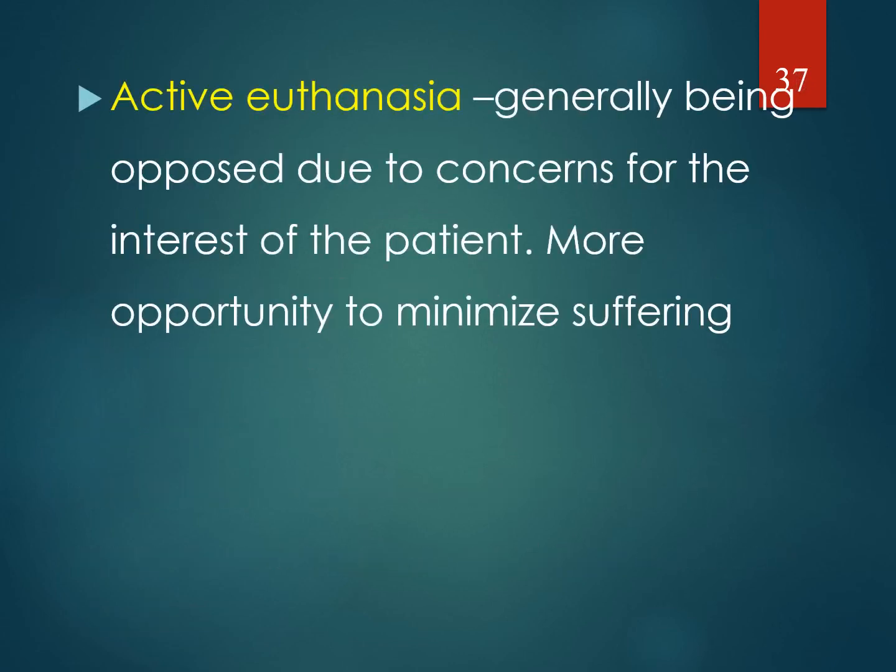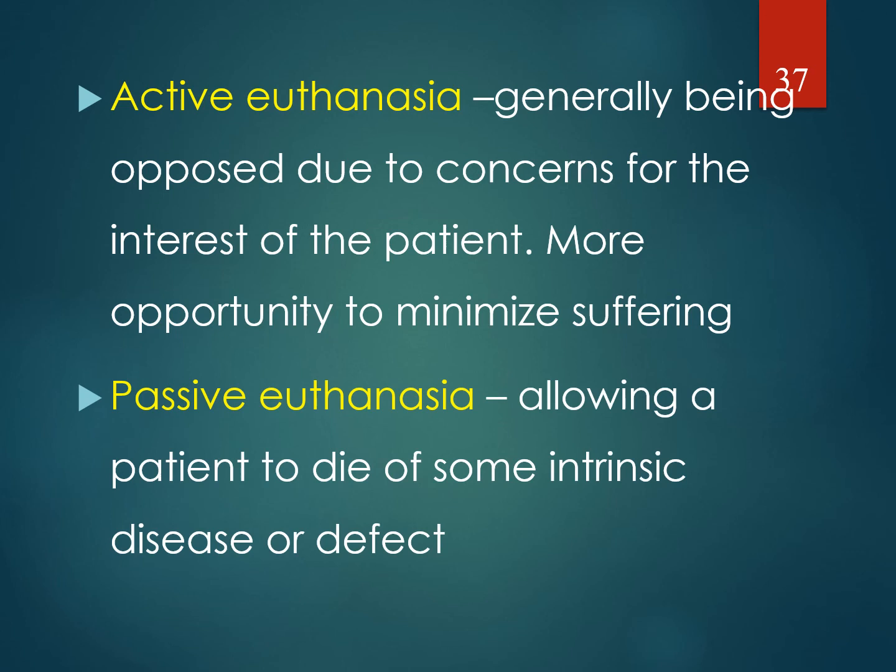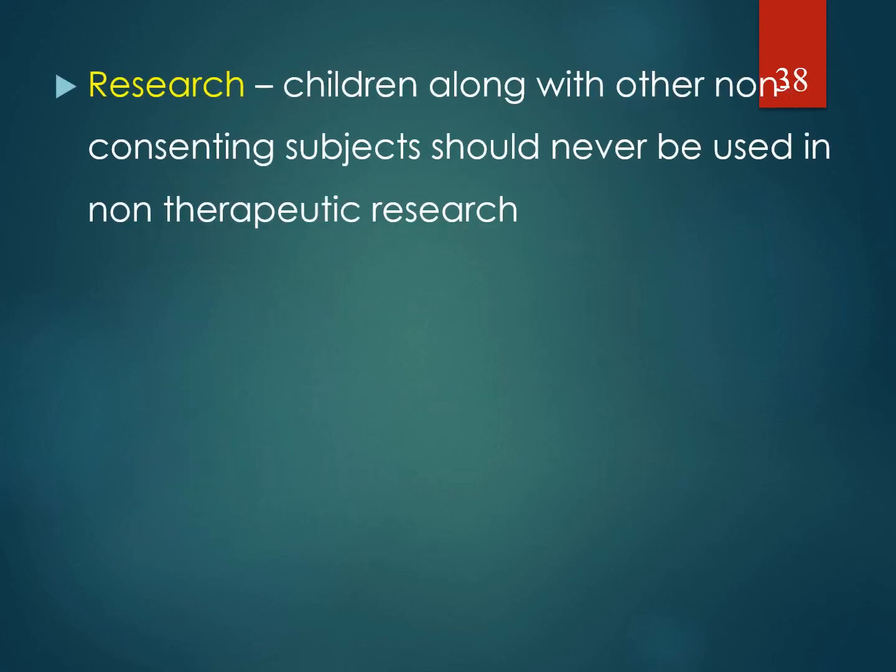So we differentiate that there are two types of euthanasia, your active and your passive. Your active euthanasia is generally opposed due to concerns for the interest of the patient, though there will be more opportunity to minimize suffering. While passive euthanasia is to allow a patient to die of some intrinsic disease or defect without medical intervention. That's passive euthanasia.